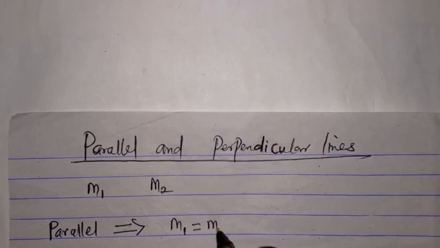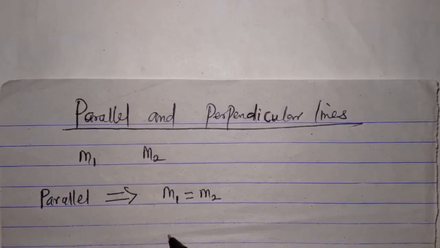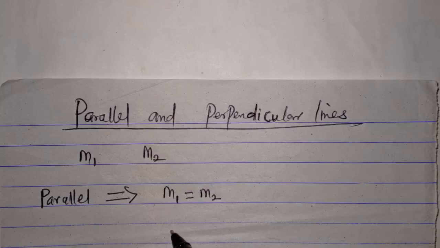Let's now talk about parallel and perpendicular lines. I have two lines, okay? The gradient of the first line is m1. The gradient of the second line is m2. Now, the condition for these lines to be parallel is that their gradients are equal. m1 is equal to m2. So given two lines with gradients m1 and m2 respectively, the lines are parallel if m1 is equal to m2. That is, if they have equal slope.